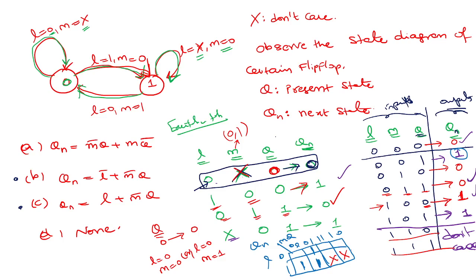So you know the grouping, right? You take a group of 8 ones, here not possible. Group of 4 ones, yes. If you treat don't cares as one, then we can combine these here, right? This is L. Then a group of 2 ones is possible. This is M bar Q. So the answer is Qn equals L plus M bar Q.